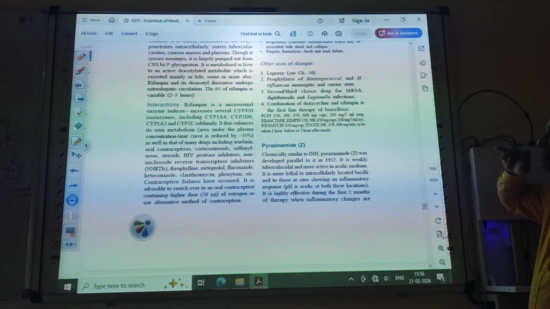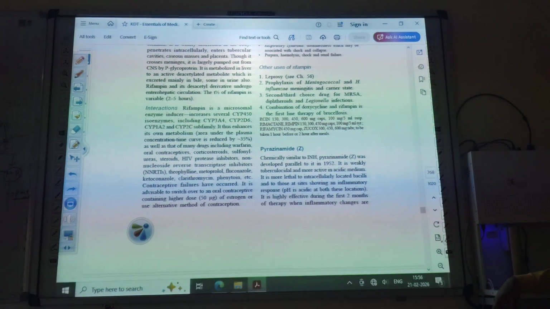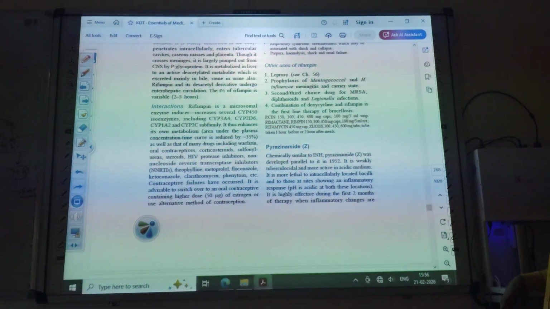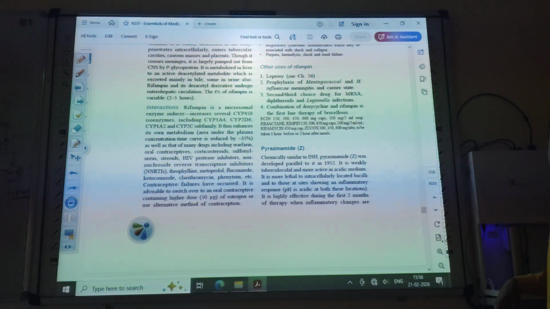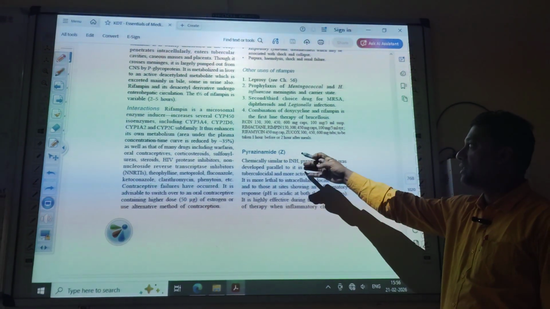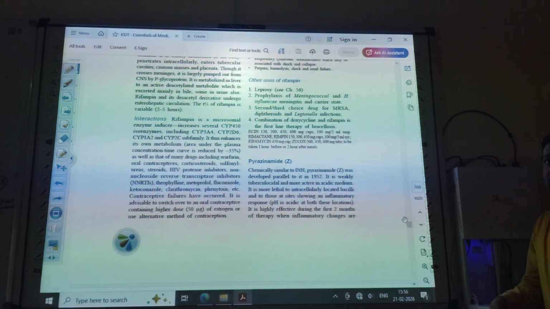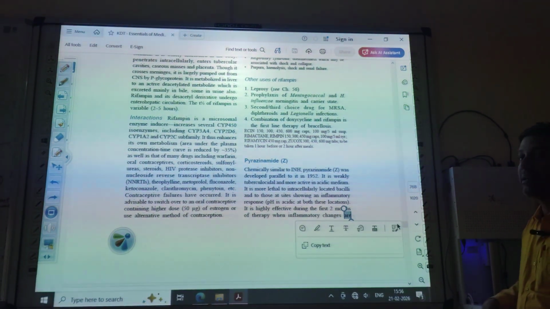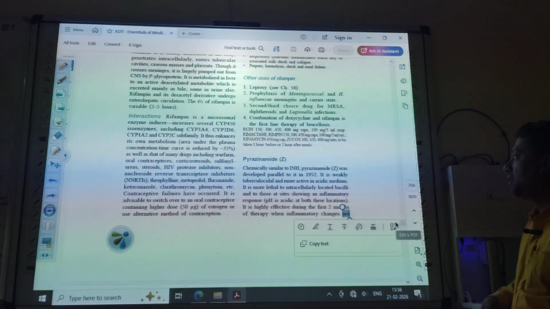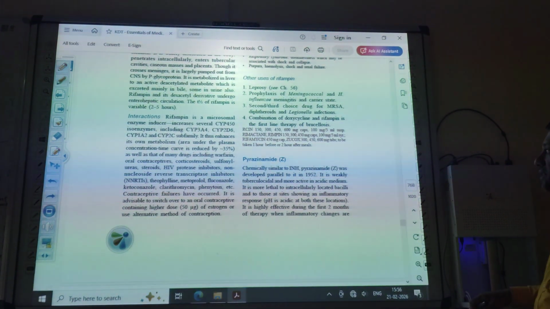Then the third one is pyrazinamide, which is represented as Z. You have to remember this. I will ask in the next class: what is the short form of pyrazinamide? You have to remember that pyrazinamide is represented as Z.